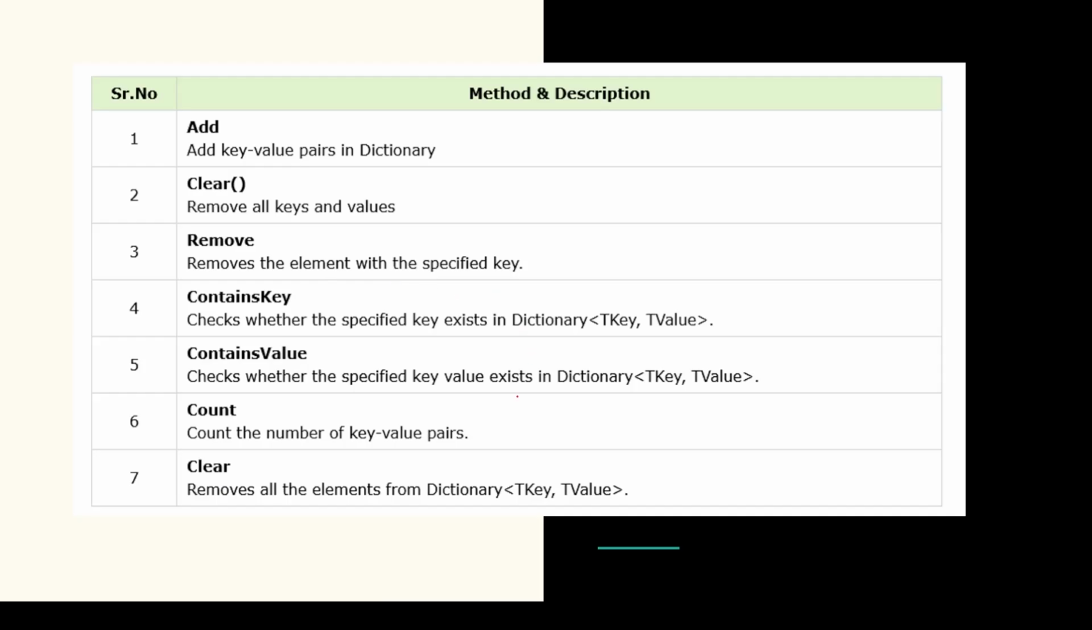And these are the methods which we have discussed. Add to add a new key value pair, clear to remove all the keys, remove to remove the element with a specific key. So we can pass the key and that key will be removed from the dictionary. Contains key to check if the key is present in the dictionary or not. Contains value to check if a specific value is present or not in a dictionary. Count to get the number of elements present in the dictionary, and clear to remove all the elements from the dictionary. And that's it for this video, guys.